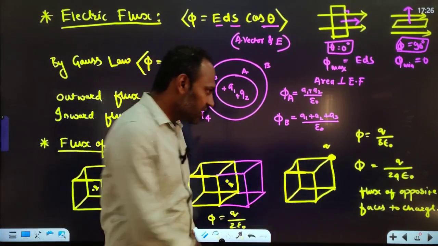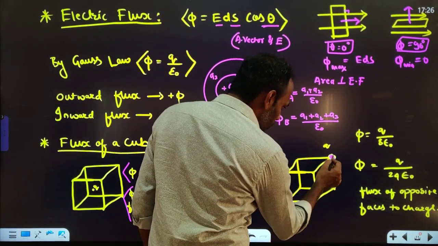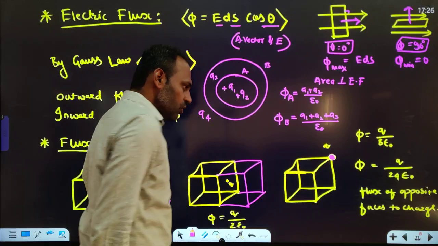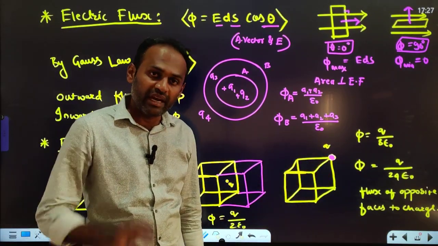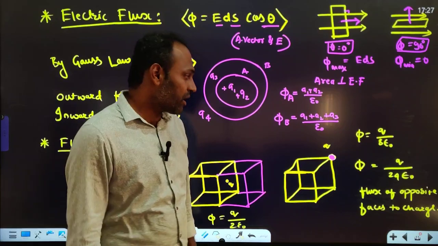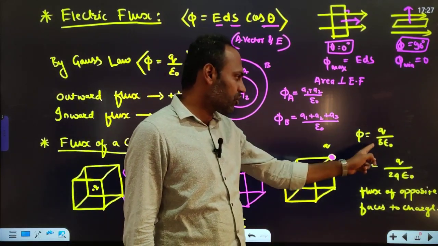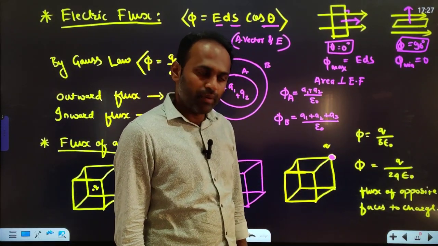Okay, come here. The charge is placed at one corner of the cube. So to cover this charge, we require 8 cubes now. We need 8 cubes, right? That's why the flux of each cube will be equal to Q by 8 epsilon naught.